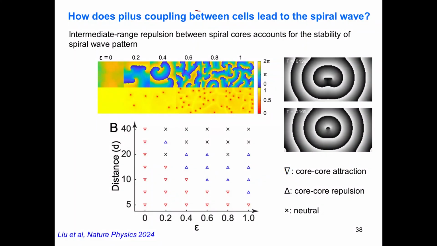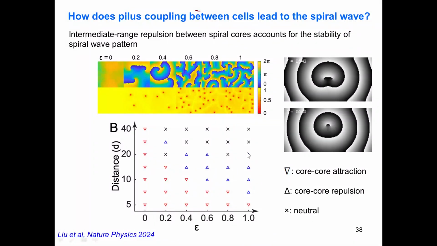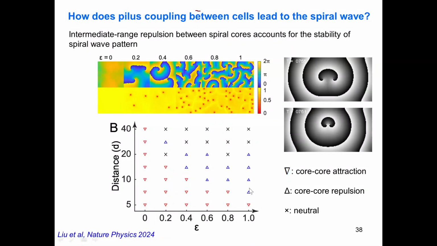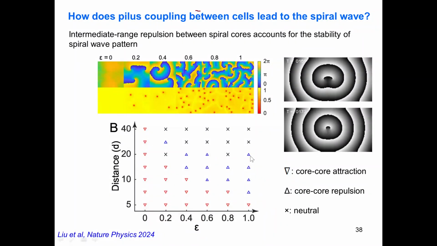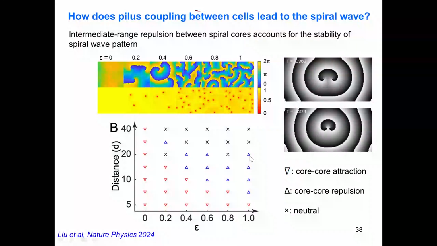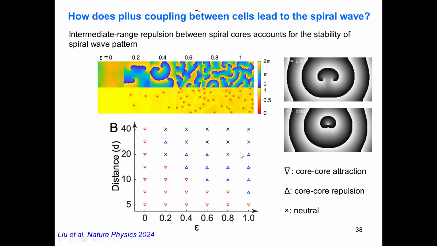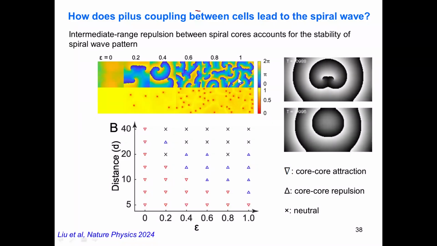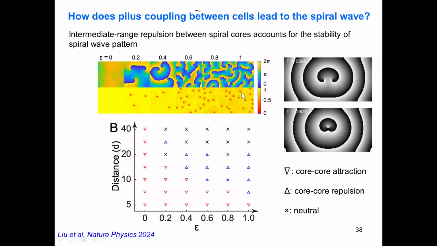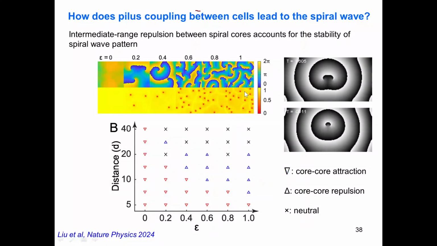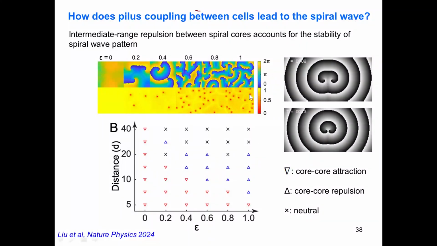So as you increase the level of non-reciprocity, the range of this intermediate range repulsion expands. So that explains why for higher level of non-reciprocity, the spiral waves can be more stable, and we have a higher number density of spiral cores.